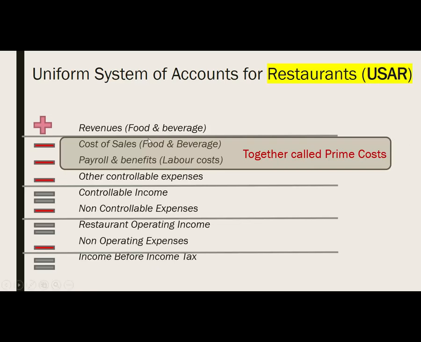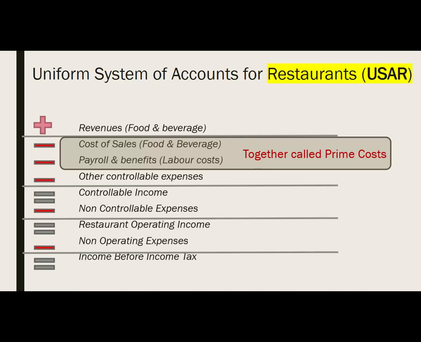Other controllable costs, so you would then take those away as well. So entertainment, glassware, marketing, utilities, and so on. So for a restaurant, you still control how much you spend on entertainment, on your glassware, on your marketing. You can still control those things. So you would list that right here. And that would give you your controllable income. So your revenues minus these 3 would give you your controllable income. So how much of that income you had control over.